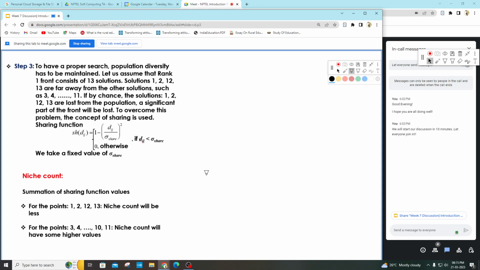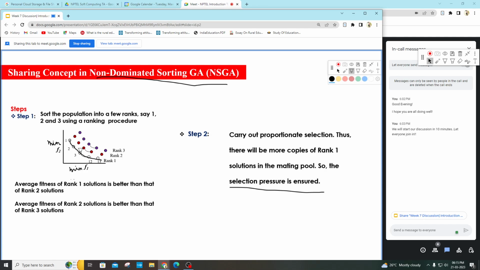The thing about population diversity is, in this front, let me erase this first so it will be more clear. What you are observing is that points 1, 2 and 13 are far away from all the points 3 to 12. So what will happen in this non-dominated sorting algorithm is you will get more points of 3 to 12 in the mating pool and fewer points of 1, 2 and 13.